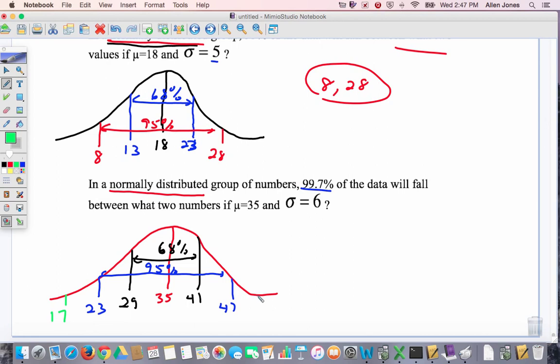This time we're being asked for 99.7%. So I go down another standard deviation. That gets me down to 17, 23 minus 6, or up to 53, 47 plus 6. And within 3 standard deviations, or 17 and 53, is where 99.7% of the data values will lie. So there's a look at our normal distribution curve. We looked at Chebyshev's theorem, and we looked at the coefficient of variation to compare the spread of two numbers.